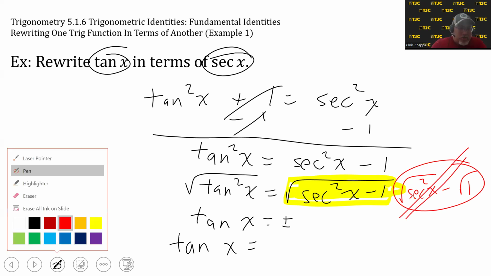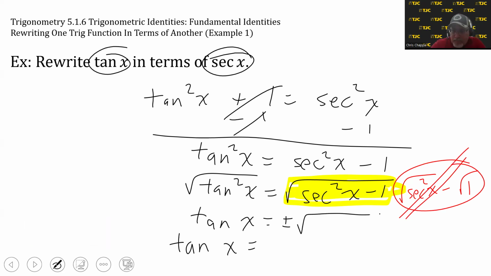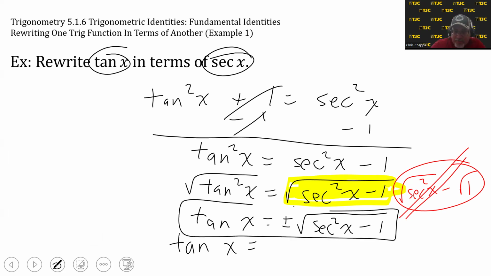So what can we do with that square root? Well, in short, nothing. We're stuck with it. So as simplifiable as it may look, this is actually as far as we can take the problem. And now we have tangent in terms of secant. Again, without further information about the quadrant, we need the plus minus. If we had quadrant information, then we could decide whether or not tangent was positive or negative.